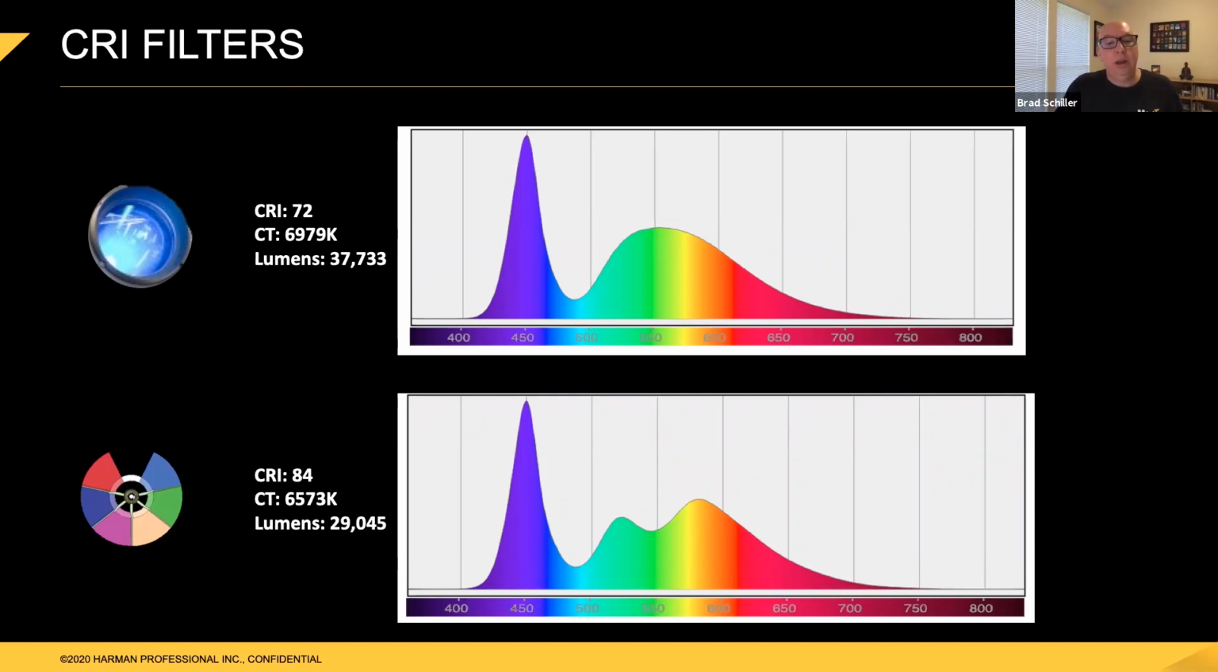One more thing I want to point out: it also loses a lot of light when you bring that in, because you take out that green, and green contributes a lot to the lumen output. So you see it loses about 8,000 lumens at that point. You bring in the CRI filter to increase your CRI score, and now you've brought your fixture down to about 30,000 lumens. So you've lost some output.